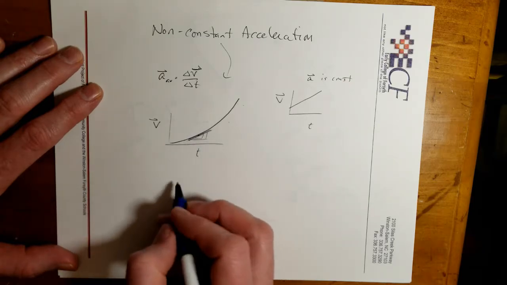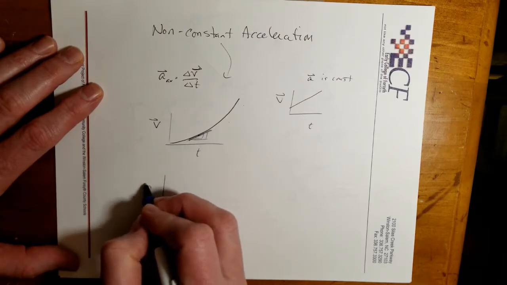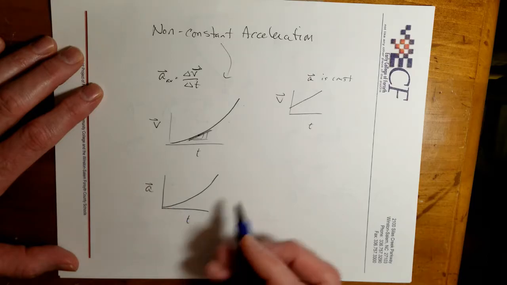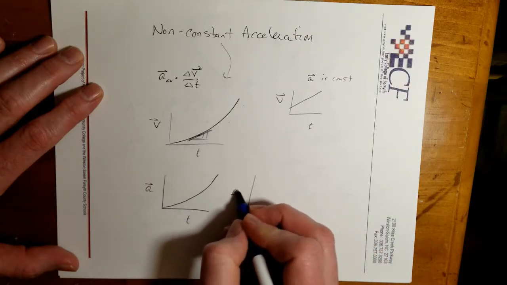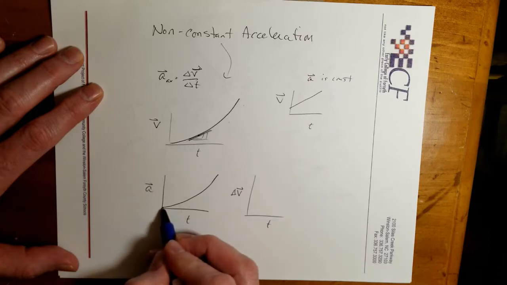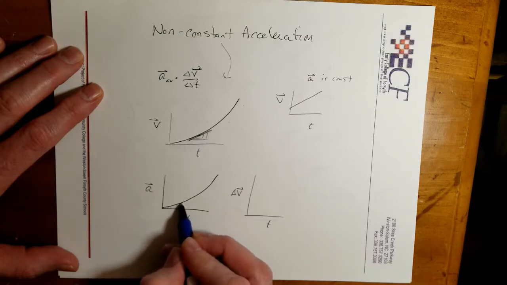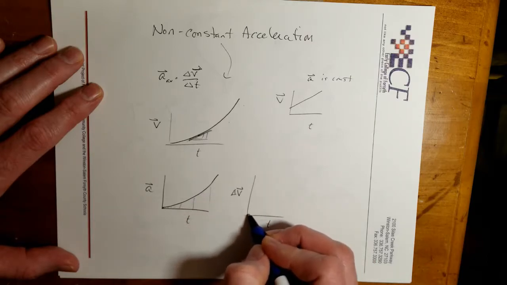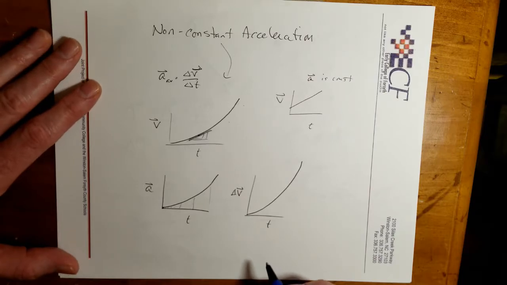But suppose you're given acceleration versus time. If this is acceleration versus time, well, I know that the change in velocity is the area underneath it, so let's make this change in velocity versus time. It starts out with not much change here, and then as you go for a particular time unit, we get more and more change, and so velocity actually will do something like this.